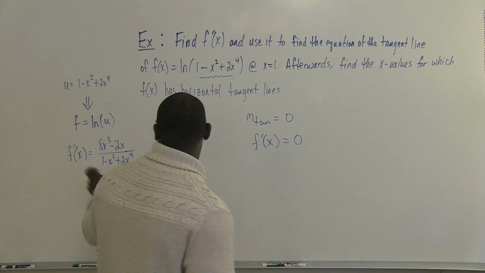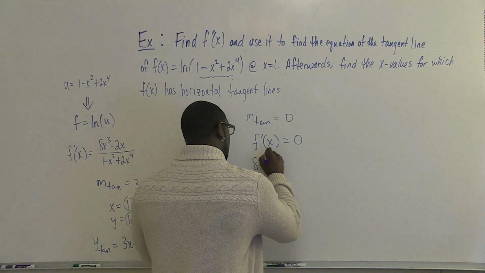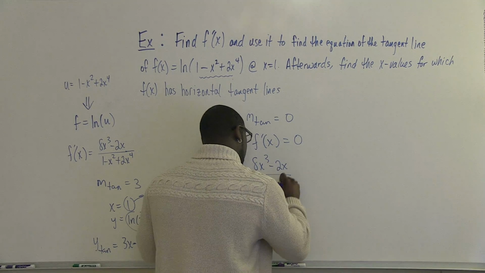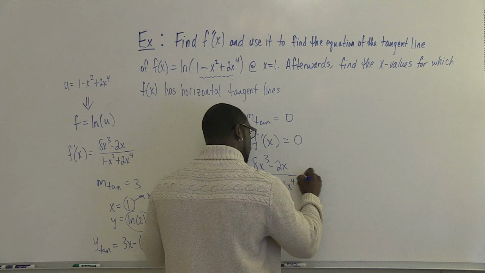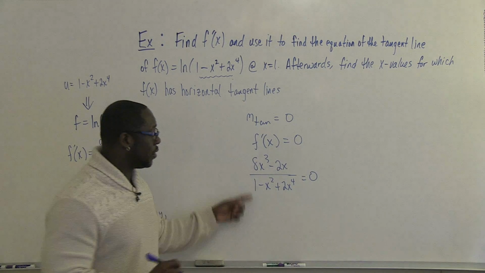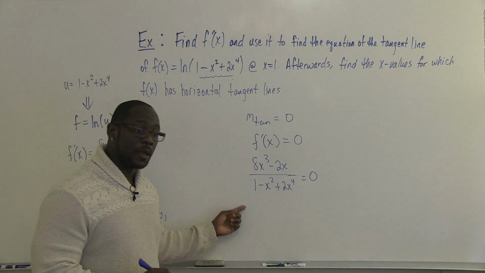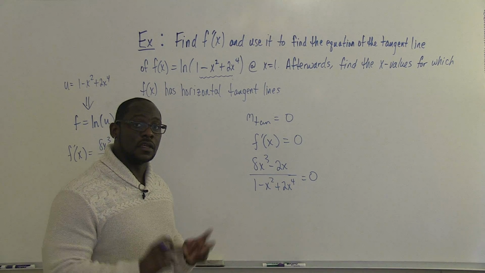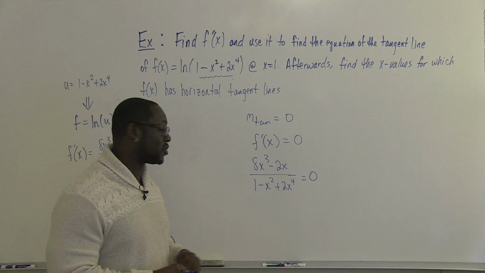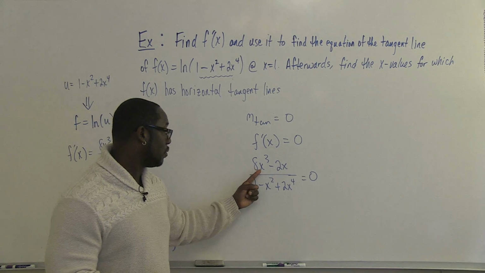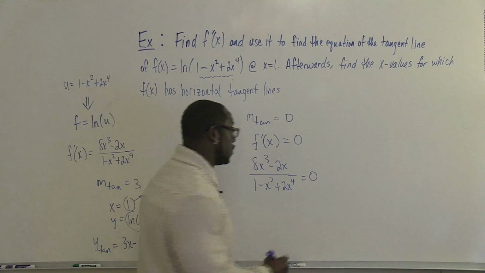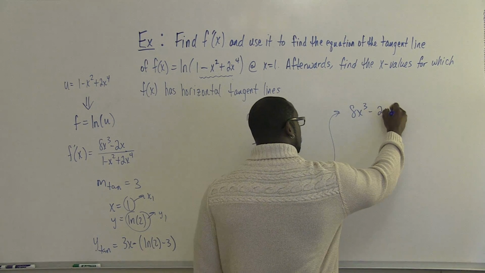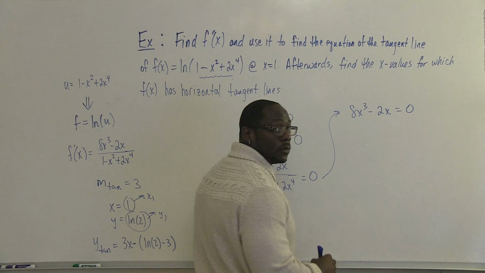Since we know that the derivative of the function is just 8x cubed minus 2x all over this fourth degree polynomial, we know that this is a rational function. Since this is a rational function, the way that we find out what the zeros are for the rational function is we look at the numerator. Whatever values of x make it 0. So we just set this equal to 0.